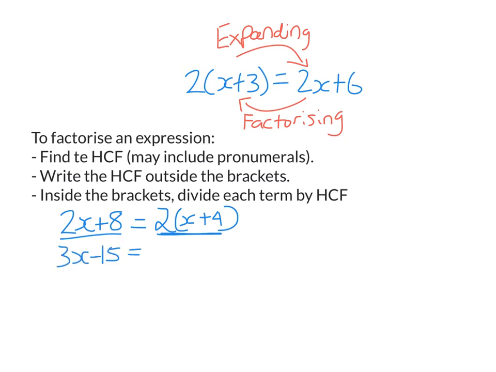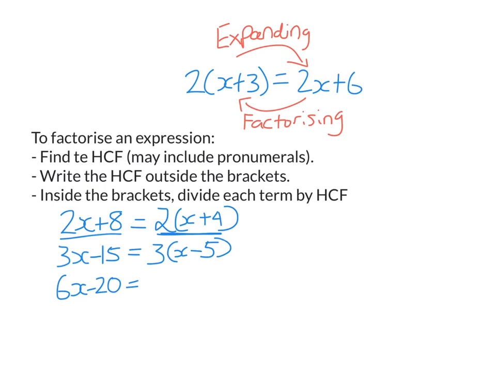So let's say I have 3x minus 15. The highest common factor is 3. So what do I times by 3 to get 3x? What do I times by 3 to get negative 15? And that would be negative 5. Another way to think of that, minus 15 divided by 3 is negative 5.